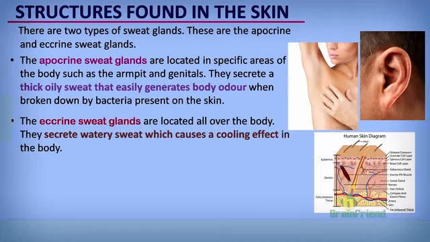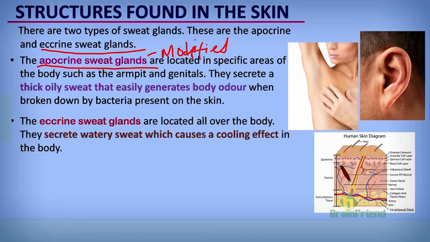There are different types of sweat glands. We have the apocrine sweat glands, and we also have the eccrine sweat glands. All of these are present in the body in different locations. The first group, the apocrine sweat glands, are located in specific areas of the body. They are modified sweat glands. They are not located all over the body.